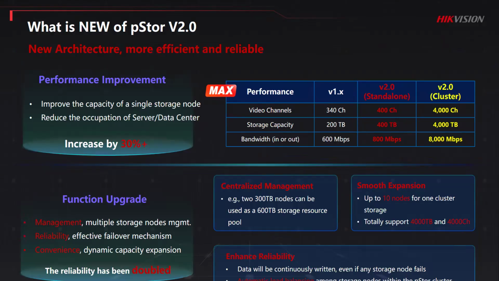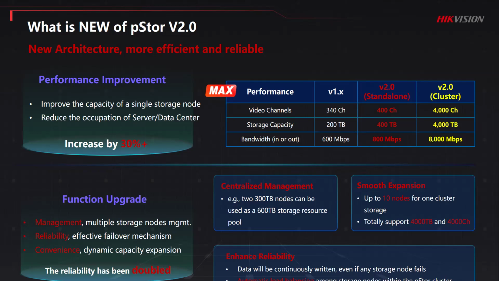Okay, of course, next up, we've also launched a new P-Store version 2. In the past, we had P-Store version 1, which was a bit limited. If you don't know P-Store, it is our app that is used for storing pictures or videos onto your local drive or NAS drive. So if you don't want to use our hybrid SAN, you can use P-Store. Version 1 had a limitation of like 340 channels or 200 terabytes, which is quite limited if you think about it.